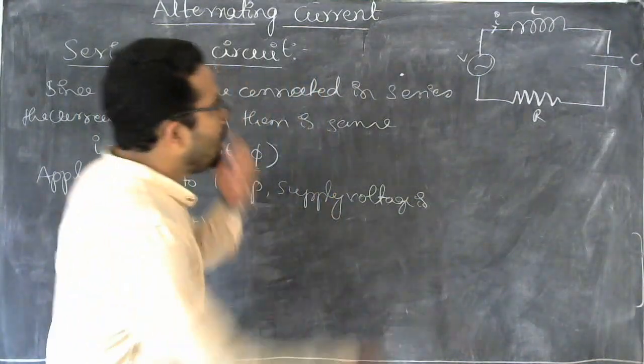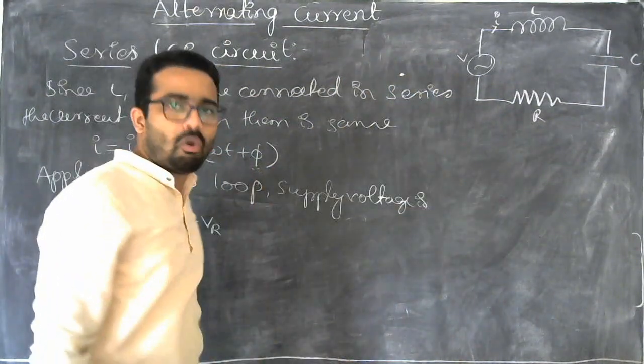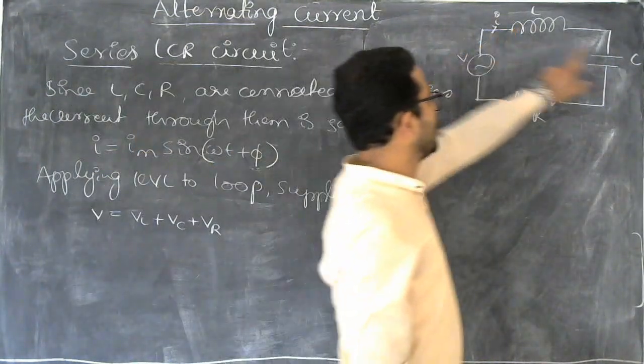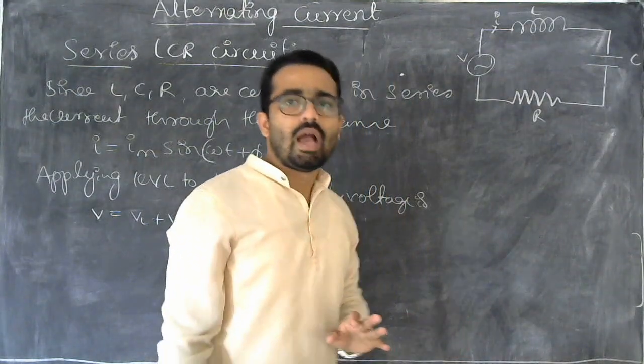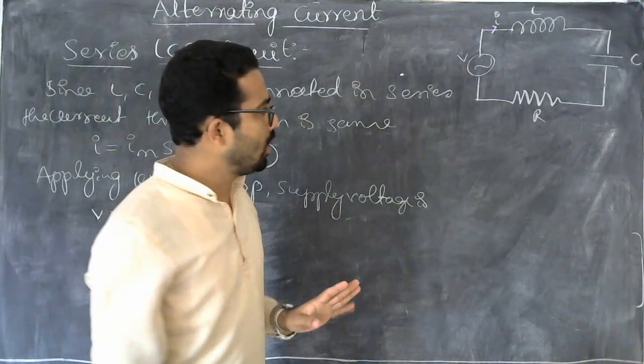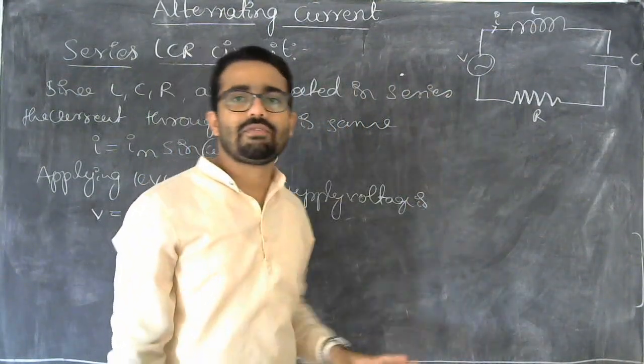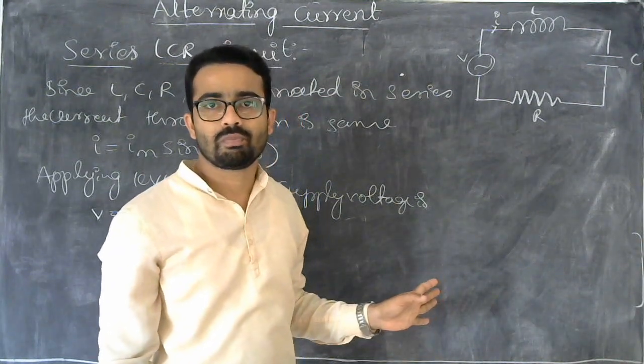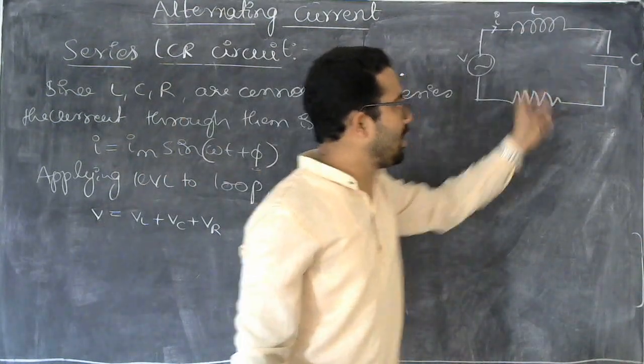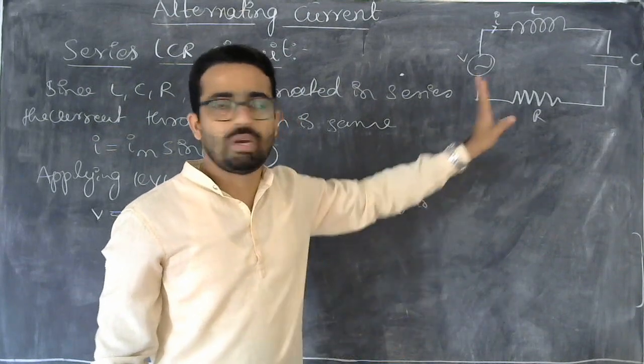Now here we have three components: an inductor, a capacitor, and a resistor. And we already know that there is a phase difference between the current and voltage. So these are the three alternating components. Three components are there.